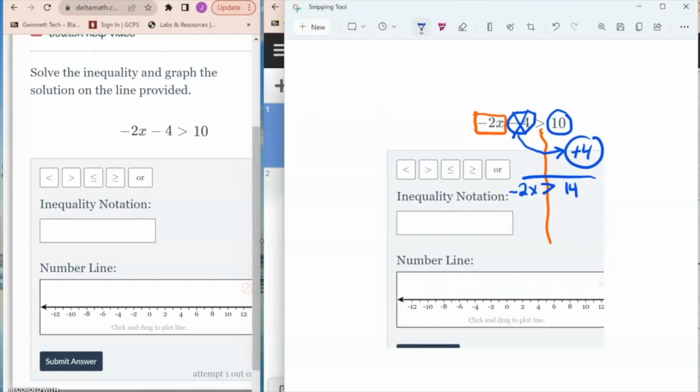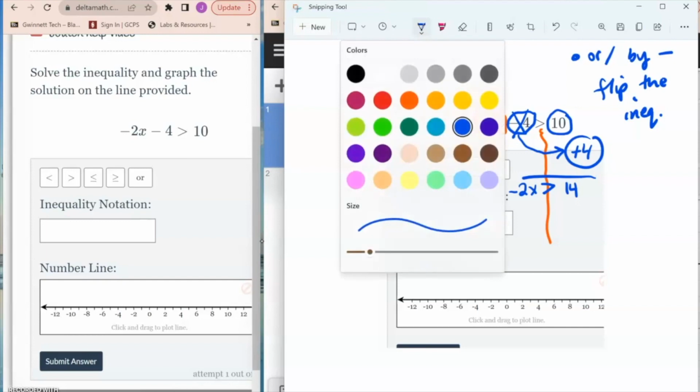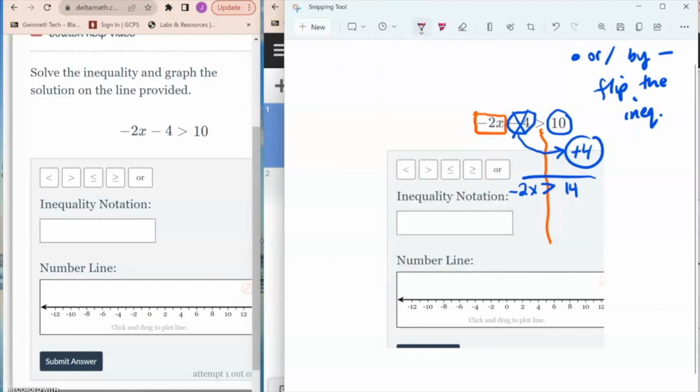Now, the only difference when you're solving equations and inequalities is you have to remember that if you multiply or divide by a negative, you have to flip the inequality. You have to remember that, okay? That's the only difference. So I'm going to go ahead and keep solving. So right now I'm going to divide. I'm trying to isolate x. I'm going to divide by negative 2.